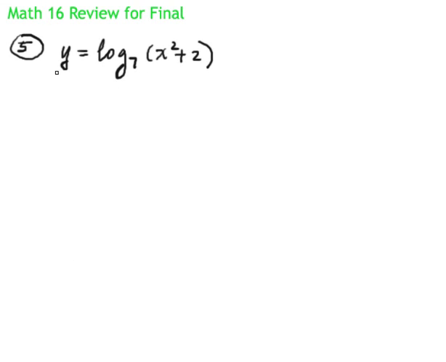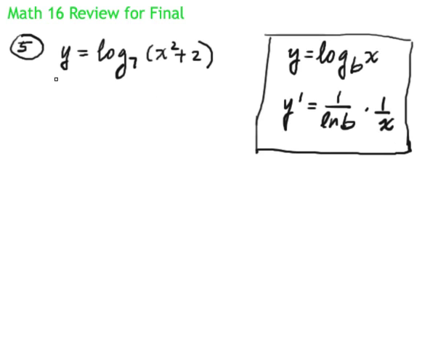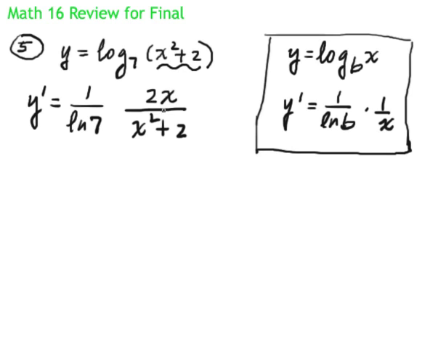Okay, number 5, we're differentiating a log expression. So let me just remind you, if you have y equal to the log base b of x, y prime is equal to 1 over ln b times 1 over x. Alright, so we're going to use this with a chain rule to differentiate this equation. Alright, so we have y prime is equal to, and here we have 1 over ln 7, and we have x squared plus 2 in the denominator, and now we have to multiply by the derivative of x squared plus 2, so that's a 2x in the numerator.